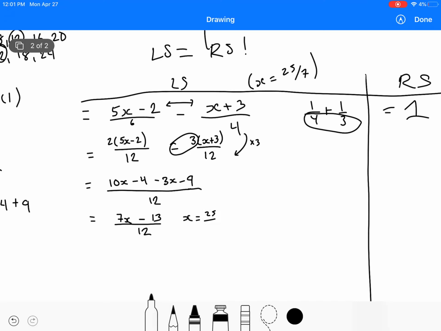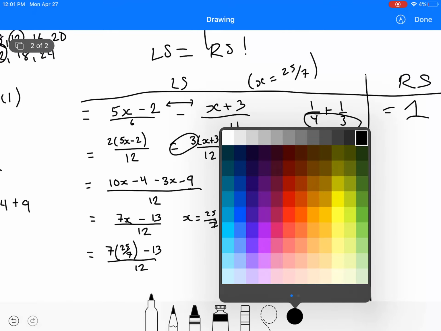Now I'm going to put in x equals 25 over 7. You can put it in right from the start if you want, and you're going to see how gross it gets really quick, so I would not advise you to do that. This is the way that I would say. Now let's see what happens. We get 7 times 25 over 7. That looks nice. Minus 13, over 12.